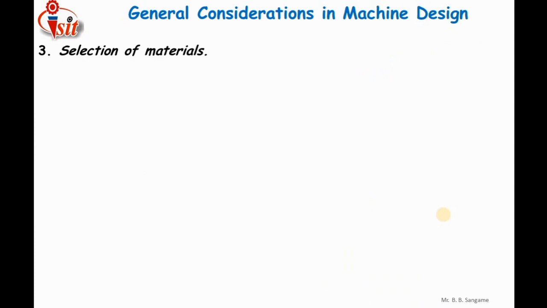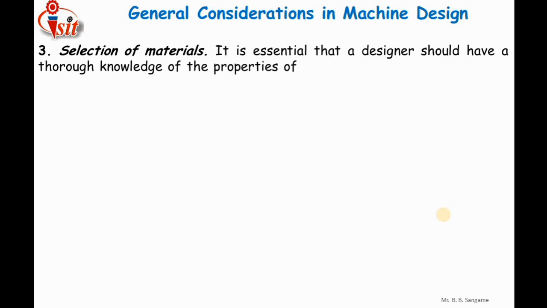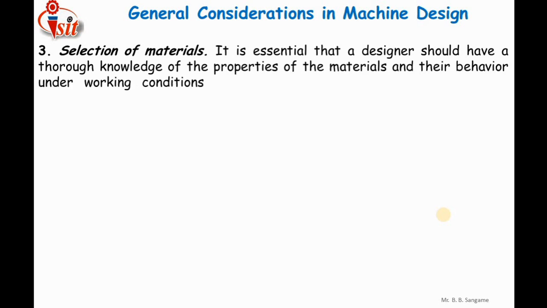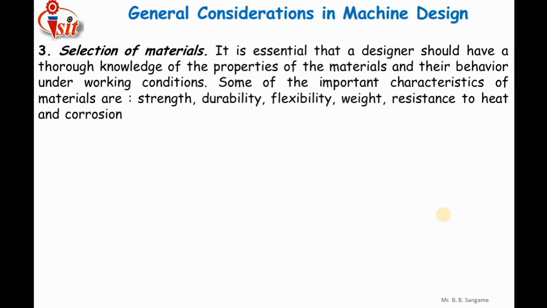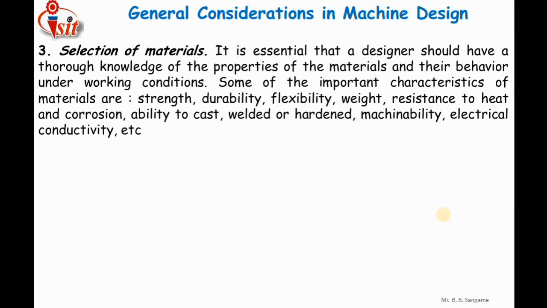Third is the selection of materials. It is essential that a designer should have thorough knowledge of the properties of the materials and their behavior under working conditions. Some of the important characteristics of materials are strength, durability, flexibility, weight, resistance to heat and corrosion, ability to be cast, welded or hardened, machinability, electrical conductivity, etc. So a design engineer should have the knowledge of all these parameters while selecting materials.